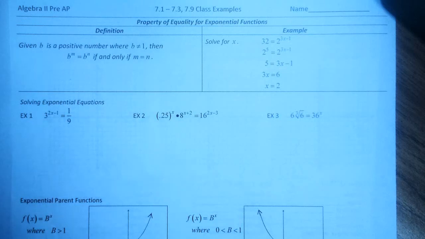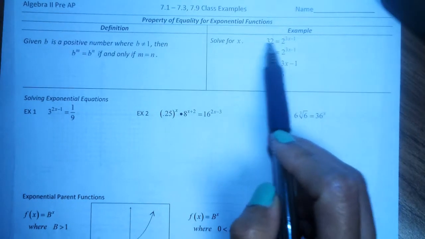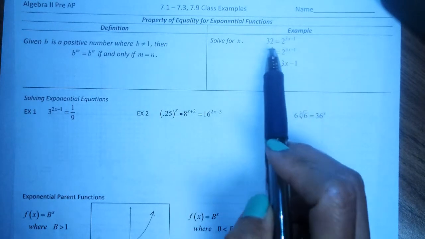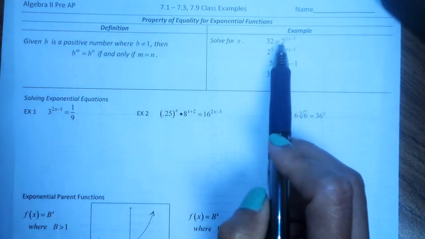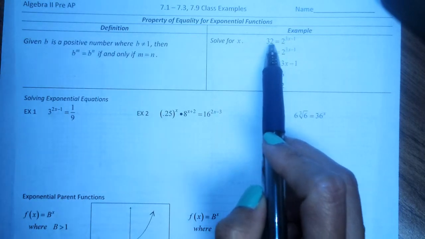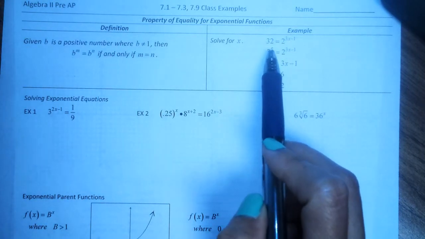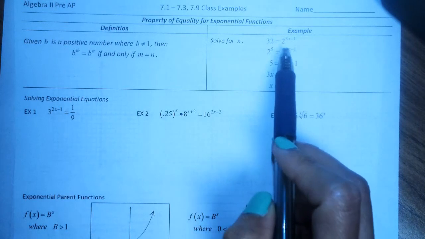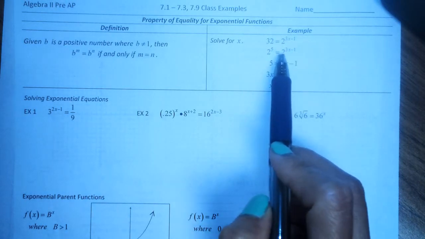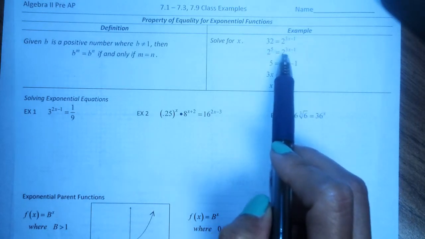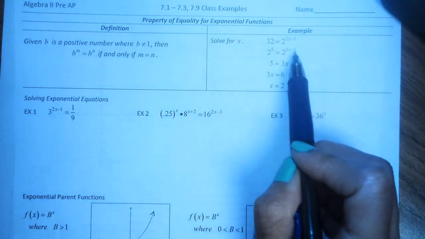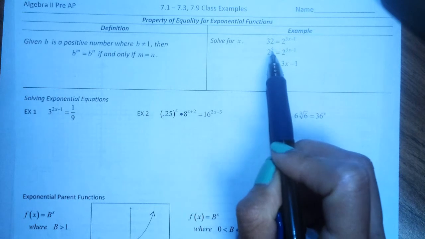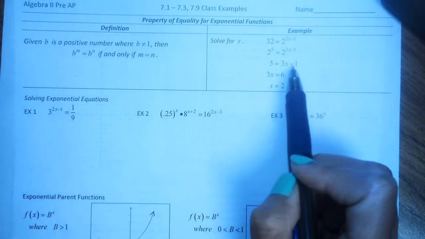Okay, so here's how you solve exponential functions. When you have an exponential equation like this, you want to change your base of 32 and your base of 2 to the same number. So we're going to rewrite 32 as 2 to the 5th equals 2 to the 3x minus 1. And now because those are the same base of 2, we can just set the exponents equal to each other and solve for x. So 5 equals 3x minus 1, solve for x.